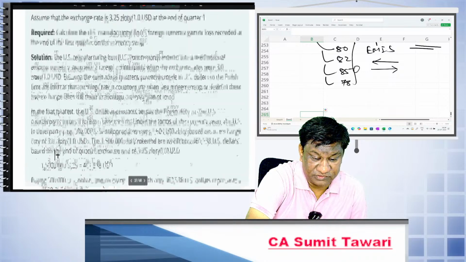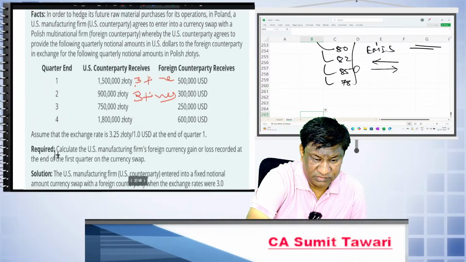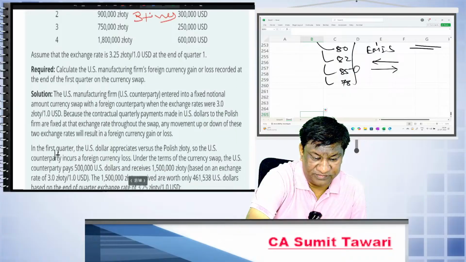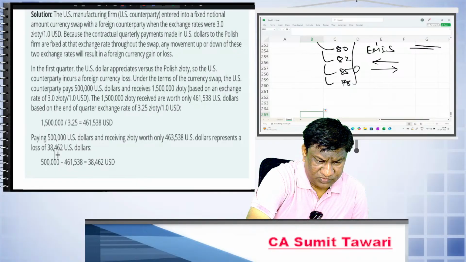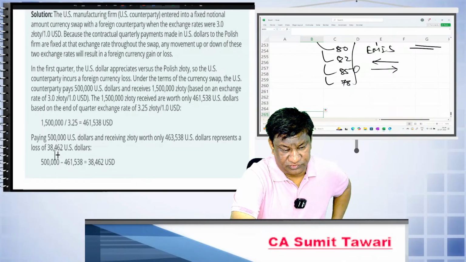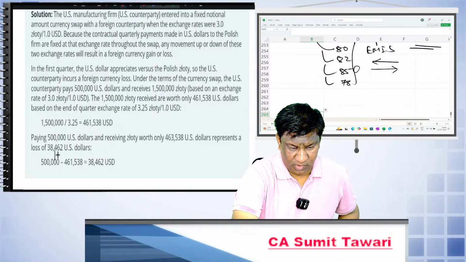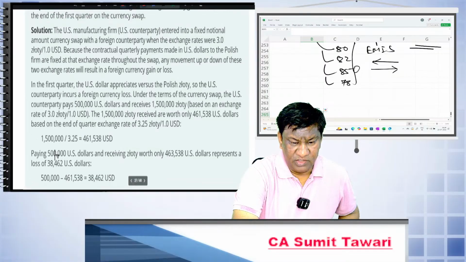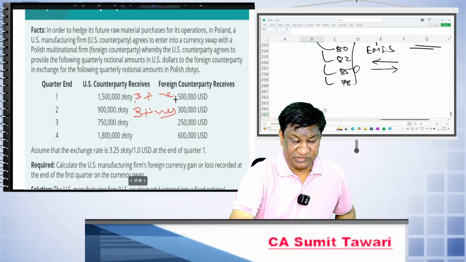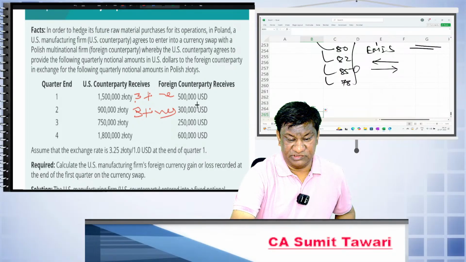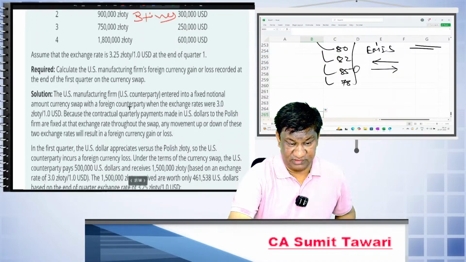Paying 500 US dollars, receiving 1.5 million. Loss of 38,462. How is it a loss? Sorry, the foreign counterparty receives 500. But if he exchanges the 1.5 million for 500 US dollars, that will be beneficial.